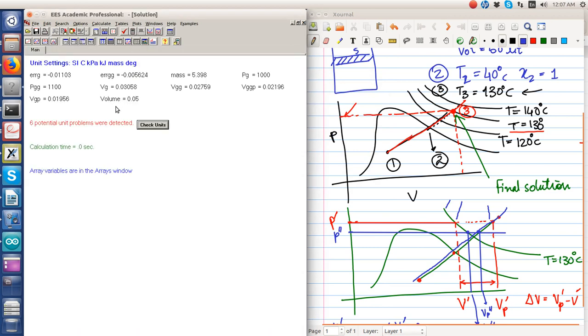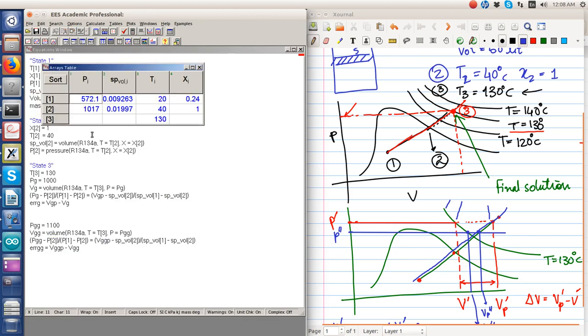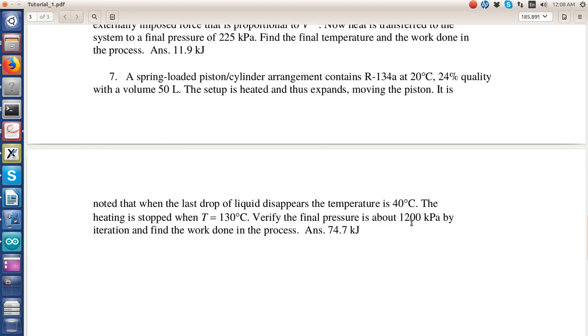So one of the errors is 0.005624 and one of the errors is 0.01103. Okay, so the errors are rather small, which does indicate that we are close to the actual solution. That is very much clear from the problem itself, where it says verify that the final pressure is about 1200 kilopascal.